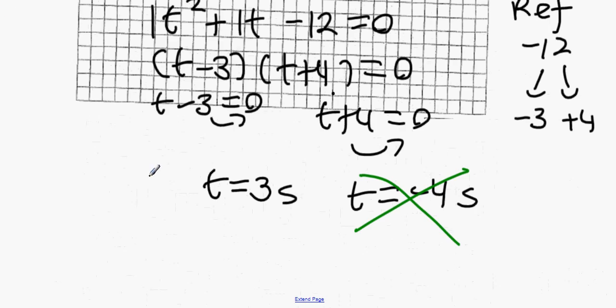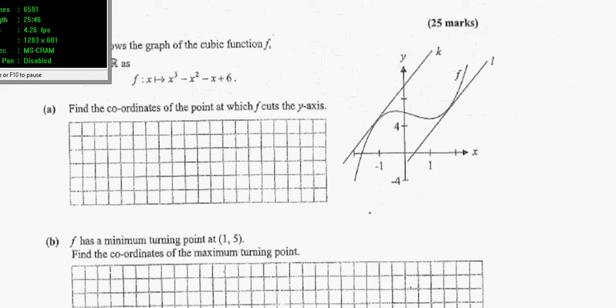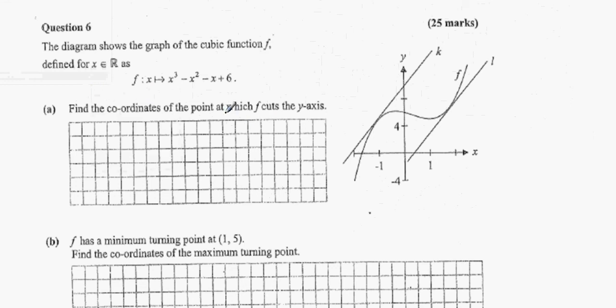Okay, just pause it there. In the next question, the diagram shows the cubic function, so it shows the two turning points. You have your maximum and your minimum.